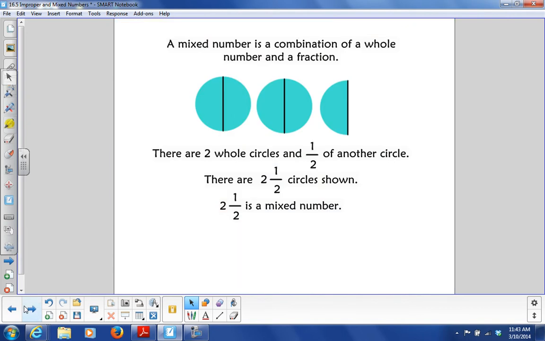All right. Now a mixed number. A mixed number is a combination of a whole number and a fraction. Okay. So in this case, we've got two whole circles and a half of another circle. So there are 2.5 circles shown. 2.5 is a mixed number, okay? Mixed, just like you would mix a cake. You would have different ingredients, right? When you mix something, okay, you have different ingredients. Same thing. In this case, we have a whole number, a big number, and then we have a fraction, which makes it a mixed number.